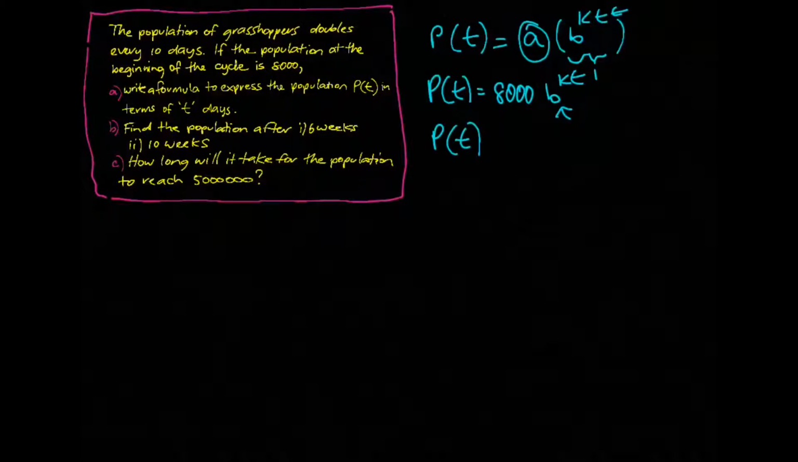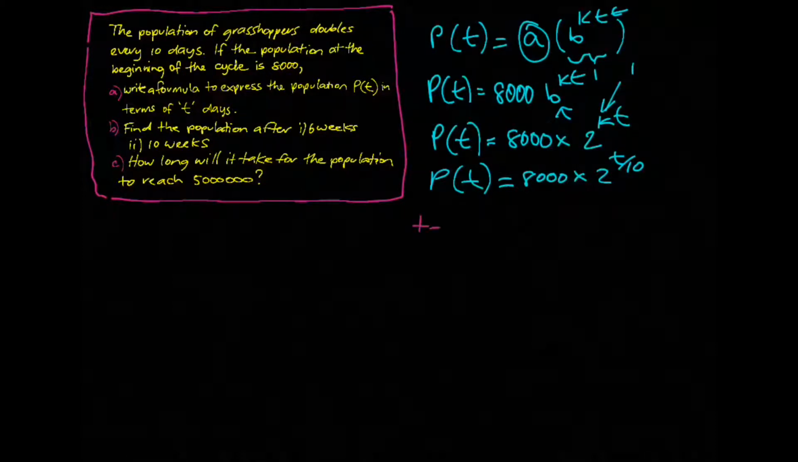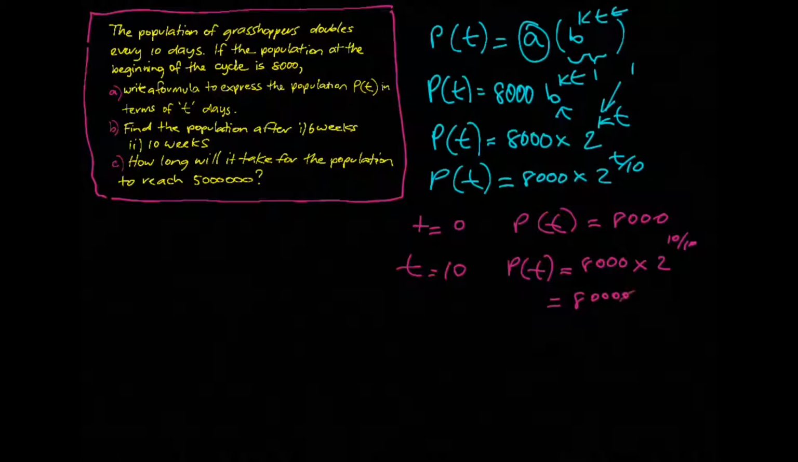So it's P of t equals 8,000 times 2 to the kt. Now, if it was doubling every single day, k would be 1. But it's doubling every 10 days. So k is actually 1 on 10. So when t equals 0, P of t equals 8,000. When t equals 10 days, P of t equals 8,000 times 2 to the 10 on 10, which is 2 to the 1, which equals 8,000 times 2, so it doubles, 16,000.